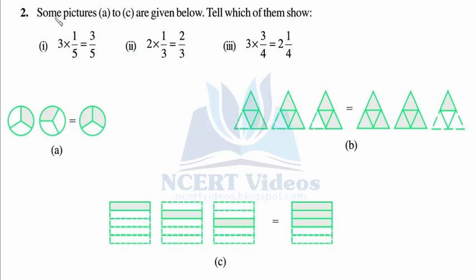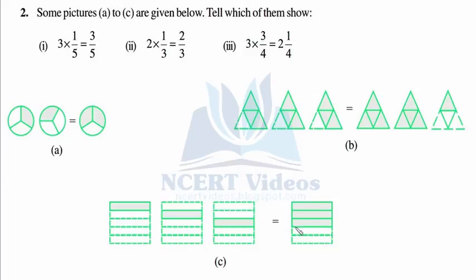Second, some pictures A to C are given below. Tell which of them show. Now, same thing we have to do as we did in previous question in ABC. So first is 3 times. So this cannot be your answer because it is 2 times only. This and this is one of your answers. So 1 is shaded out of 5. So this is not the case. This is the case, 1 out of 5. So this repeats 3 times, so we can connect it.